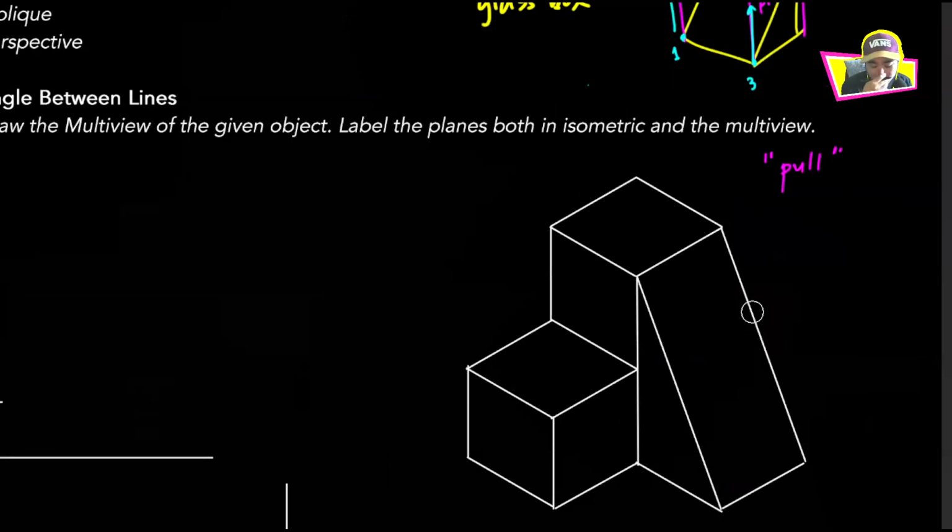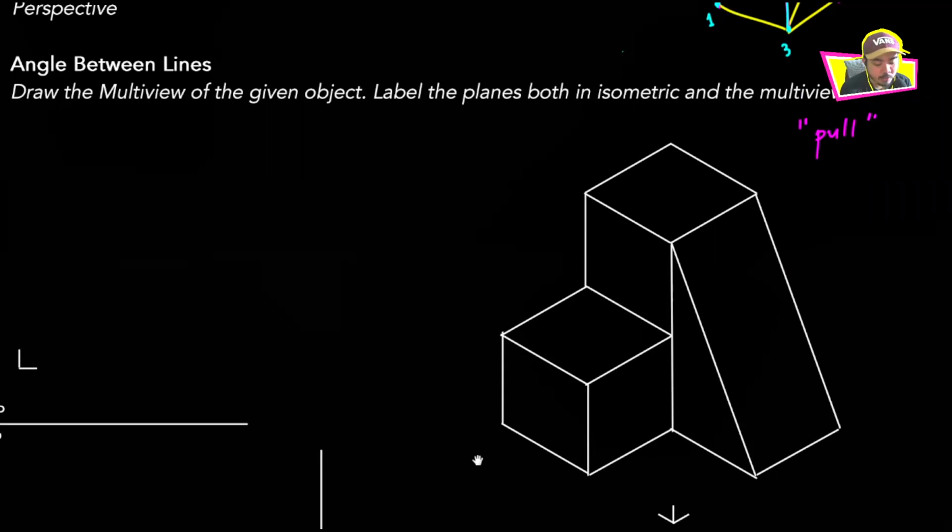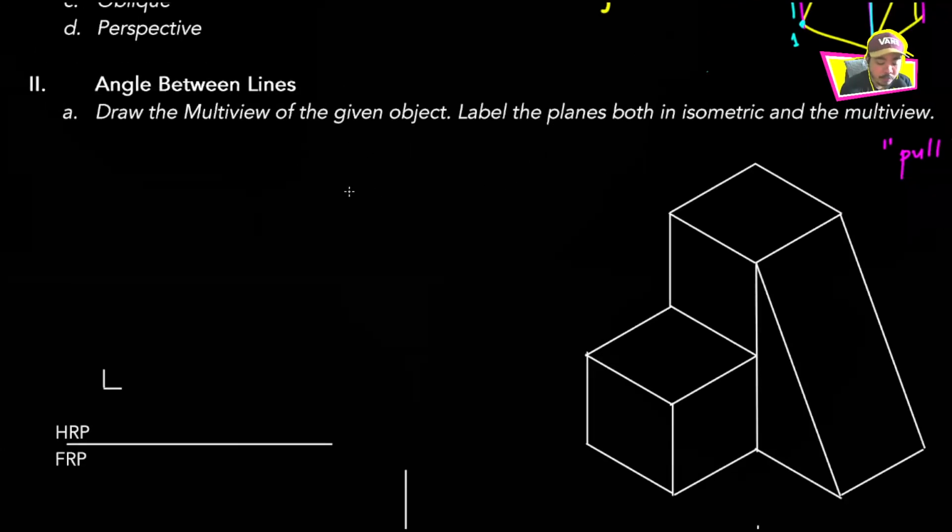Another tool that can help us in solving these types of problems is the identification of the planes in terms of their relationship to the primary reference planes. We can identify three types. We have your normal planes, and to make labeling easier, let's call them N. Normal planes are planes that are parallel to one of the primary reference planes. So it could be parallel to HRP, FRP, or PRP.